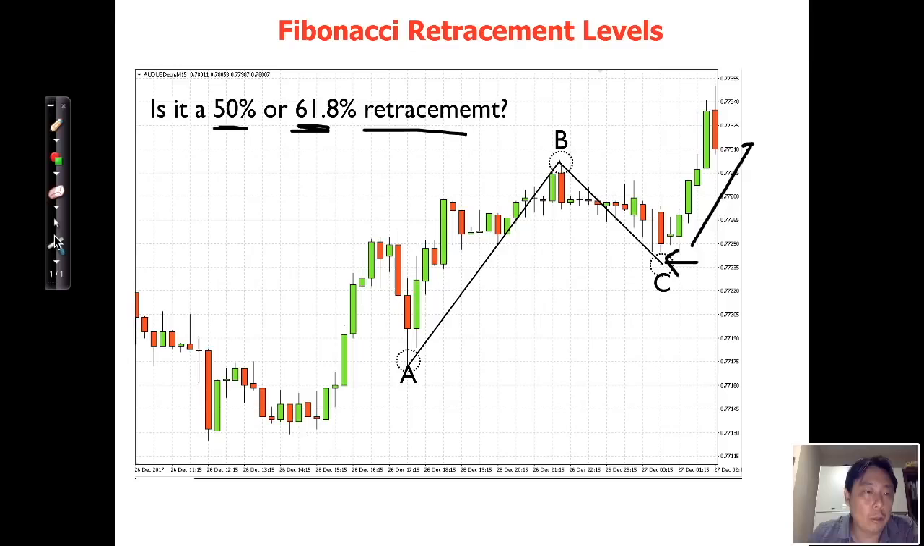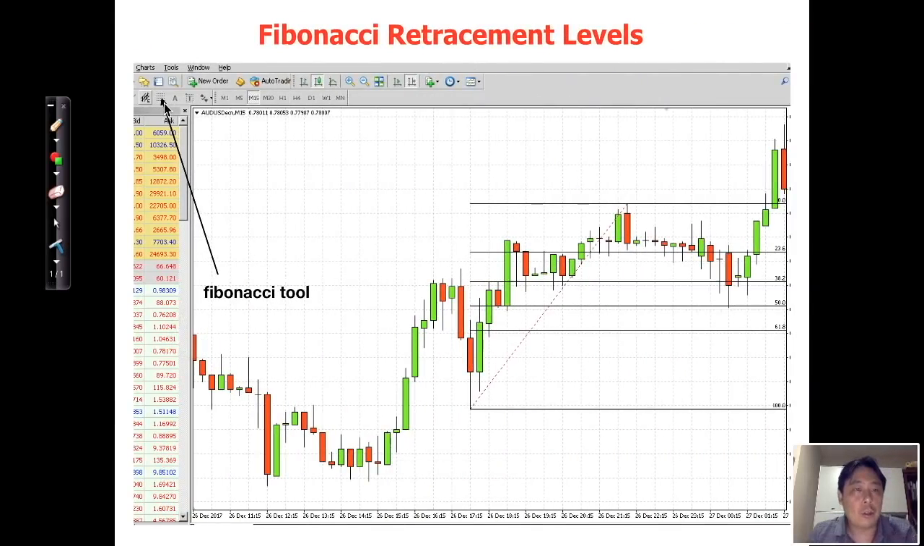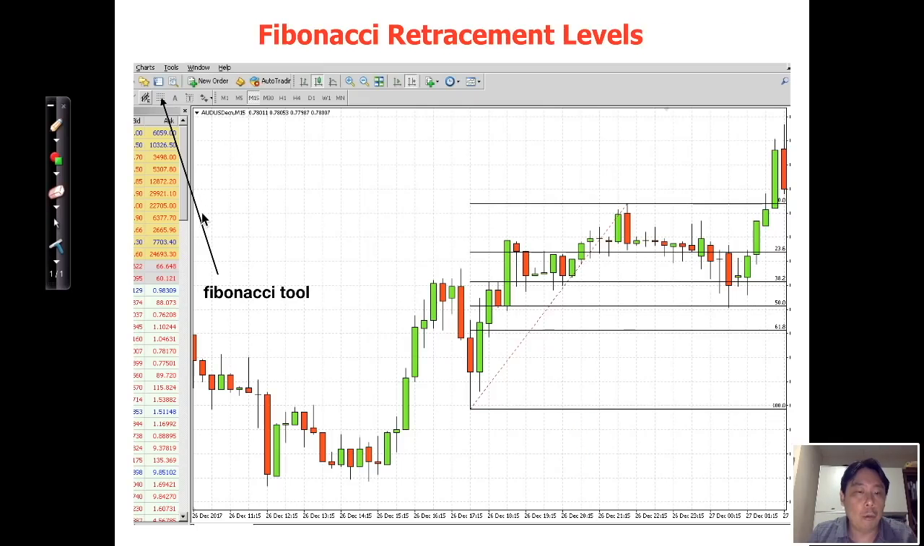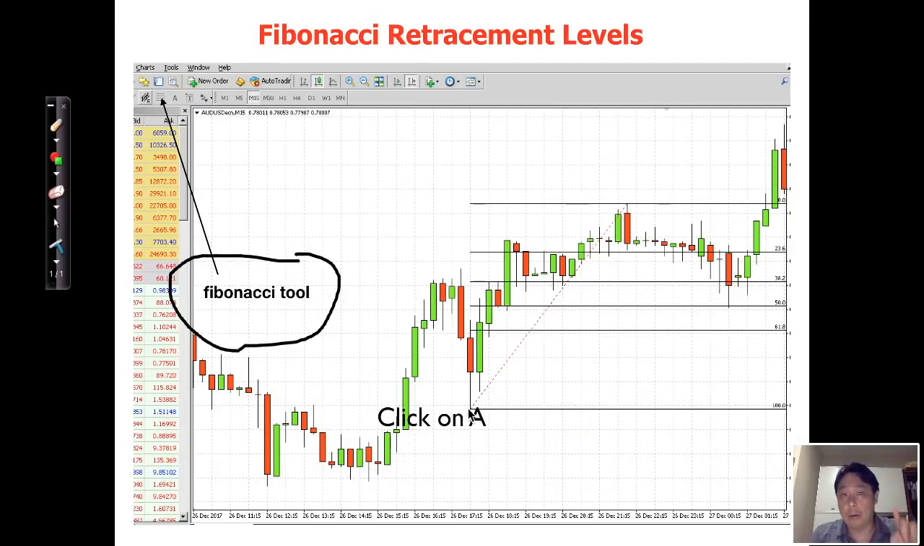All right, so let's take a look if it is a retracement level. So on your charting platform, MT4, using whatever broker you want, I use Halifax Brokers, click on this symbol. That is your Fibonacci tool. So once you got a Fibonacci tool, what you do is you take that tool and you click on A, which is over there. So you click on A and you drag it to B, okay, and you release the tool.